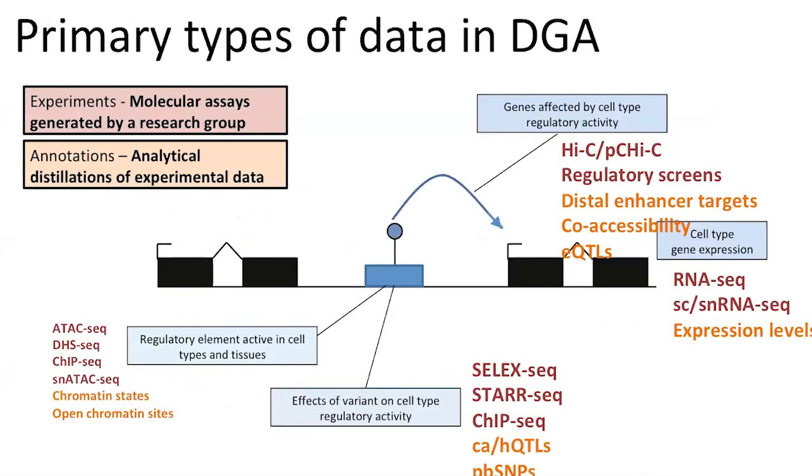So this is an example of how we have encapsulated and integrated epigenomic assays and annotations relevant to diabetes into DGA. We have assays and annotations that capture cell type and tissue-specific regulatory elements, affected genes, gene expression levels, and variant information. Next slide.